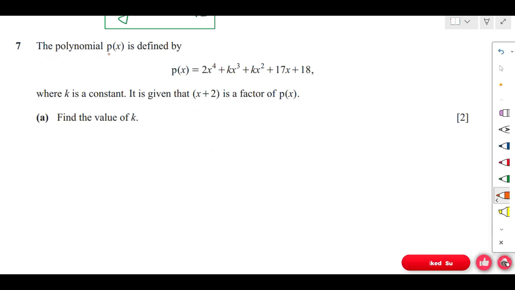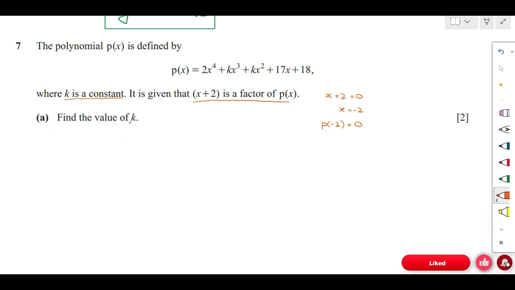Question number 7. The polynomial p of x is a fourth degree polynomial where k is a constant. It is given that x plus 2 is a factor of the polynomial. If x plus 2 is a factor, then we can put x plus 2 equals 0 and solve for x, so x equals negative 2. It means when you put x equals negative 2 in the polynomial, your answer should be 0, because it is a factor and there is no remainder.